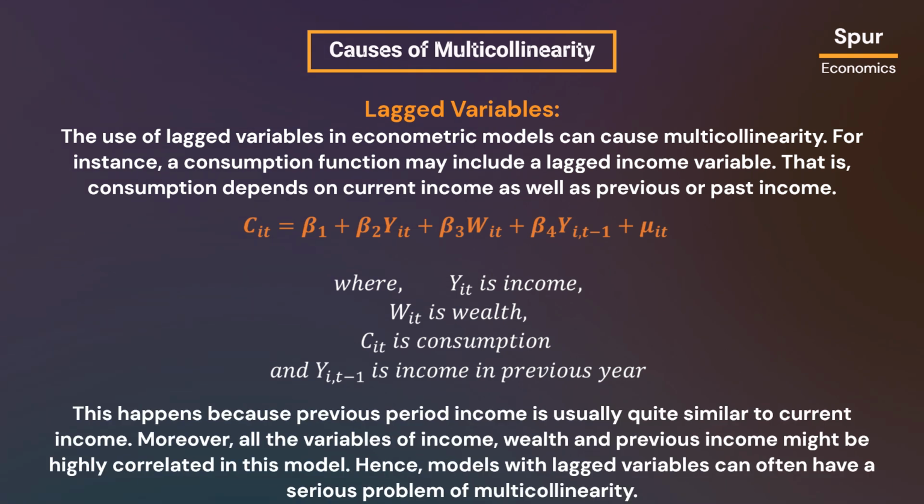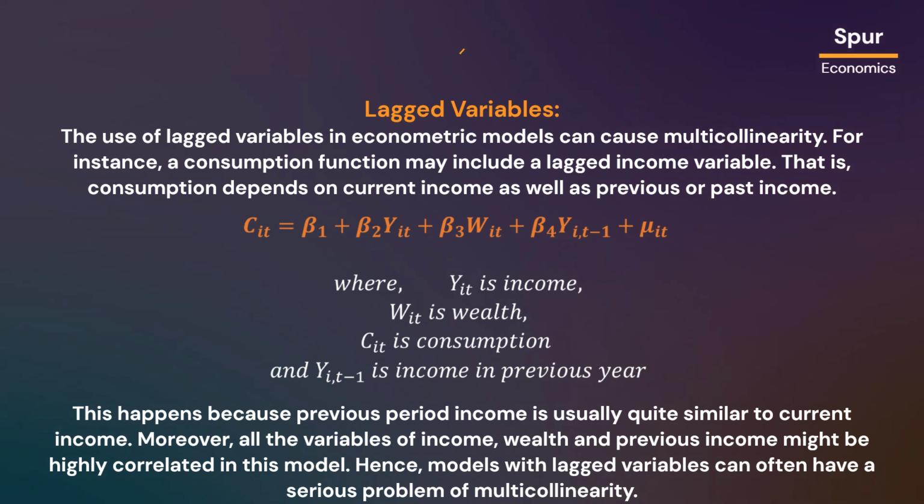This happens because previous period income is usually quite similar to current income. Moreover, all the variables of income, wealth, and previous income might be highly correlated in this model. Hence, models with lagged variables can often have a serious problem of multicollinearity.